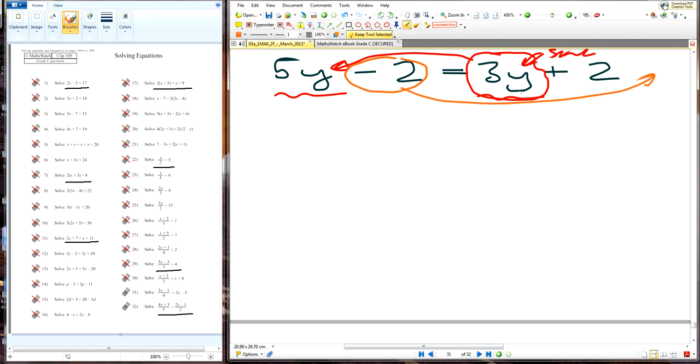So you think of it like this. Y's on one side, numbers on the other side. So we're collecting the like terms together. So now let's rewrite our equation.